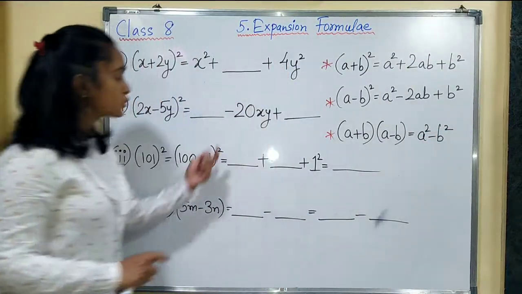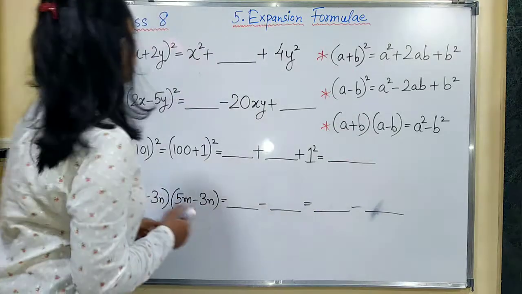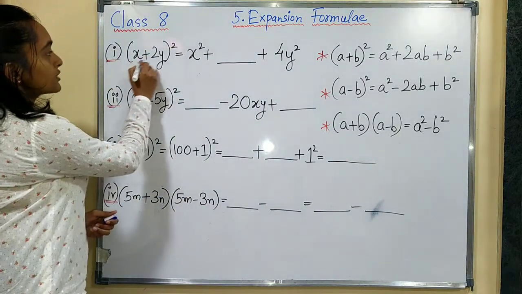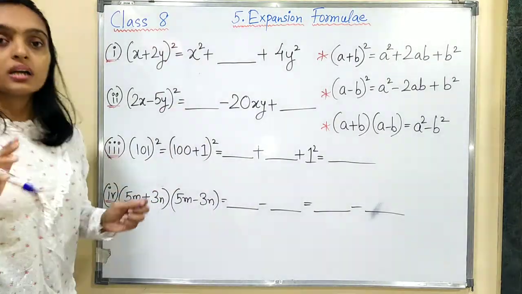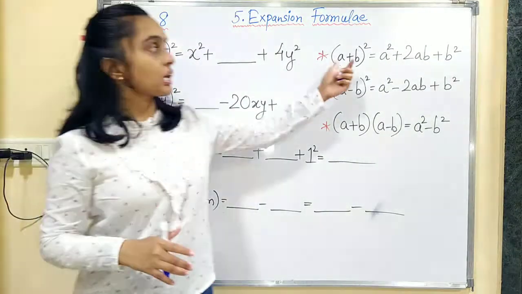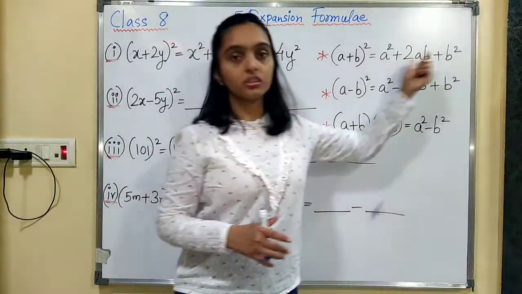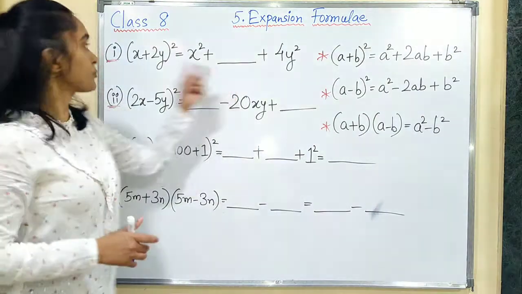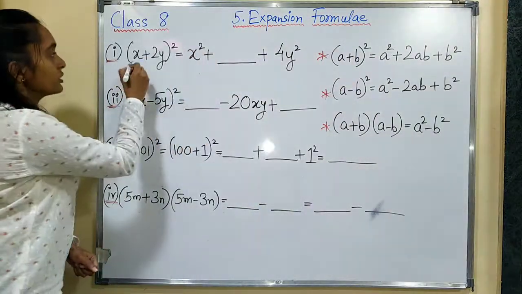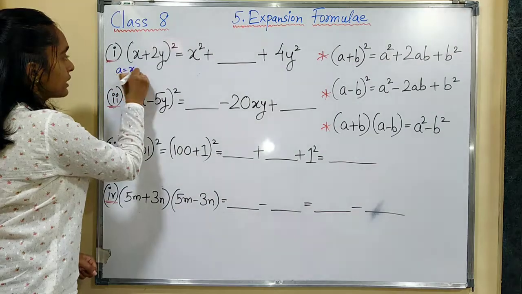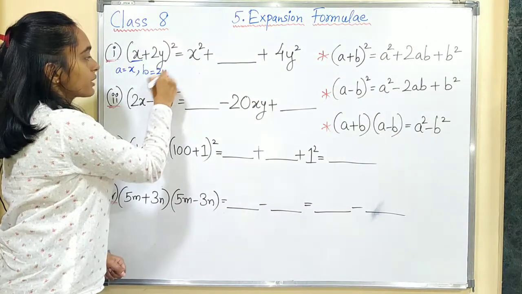So let's solve a few examples related to these formulas. The first one is (x plus 2y) the whole square equals to. Now this is in the form (a plus b) the whole square, so we can use this expansion to find the answer. Here a will be x and b will be 2y.